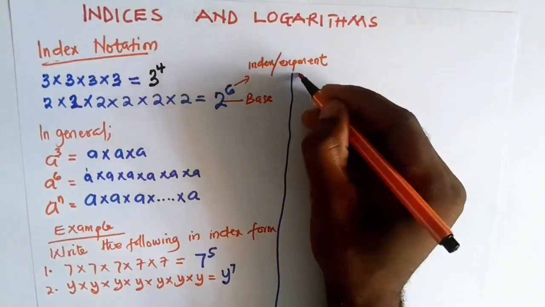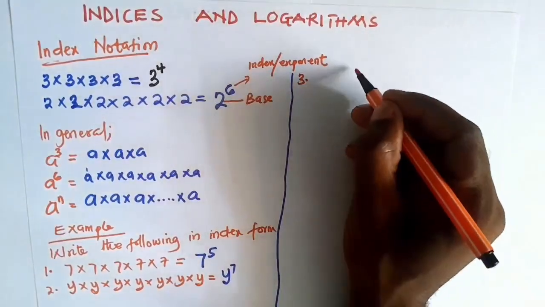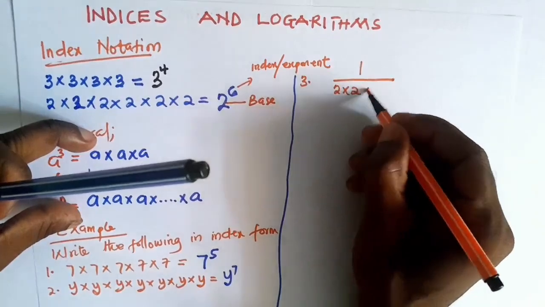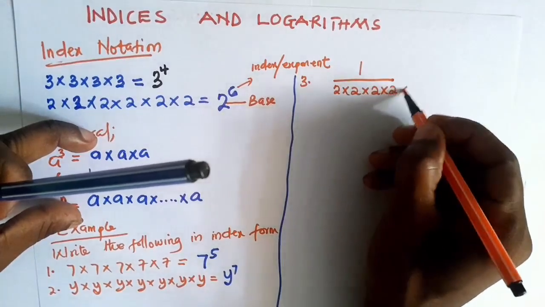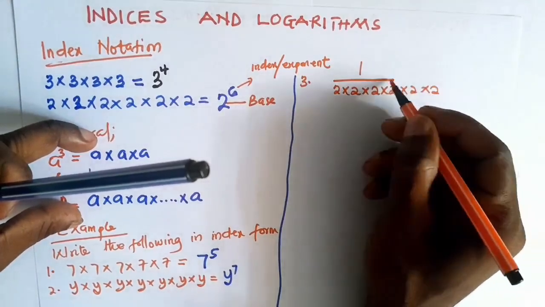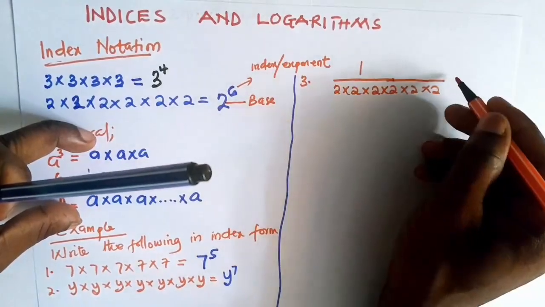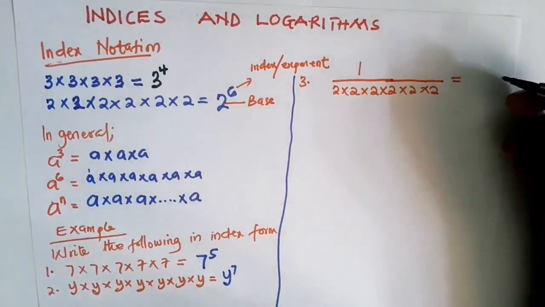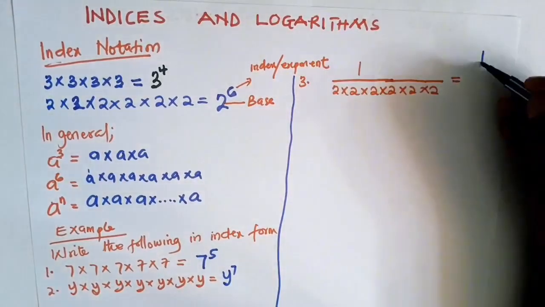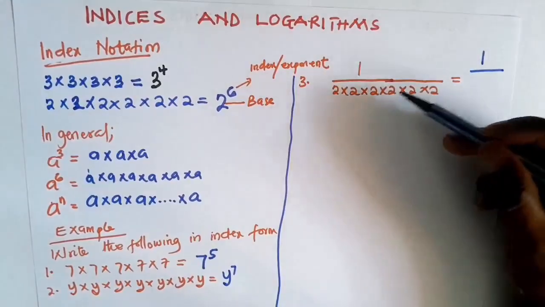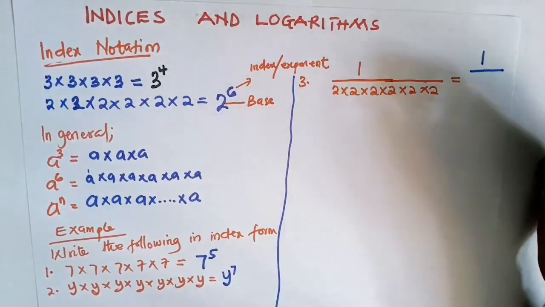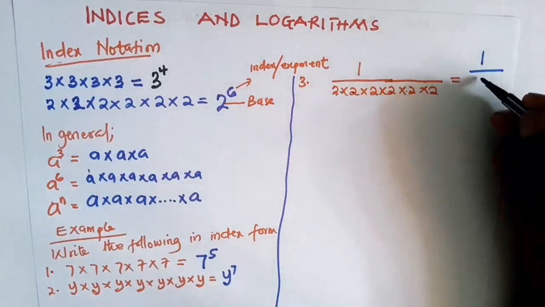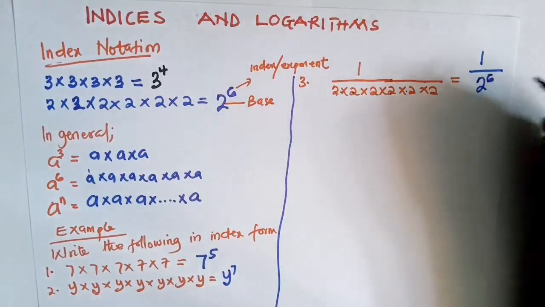Then number 3, assuming we have 1 over 2 by 2 by 2 by 2 by 2 by 2. What will that produce? In this situation, note that we have 1, so you write a 1 on top, then you change the product in the denominator to the index form. We have 1, 2, 3, 4, 5, 6, and that is 2 power 6.